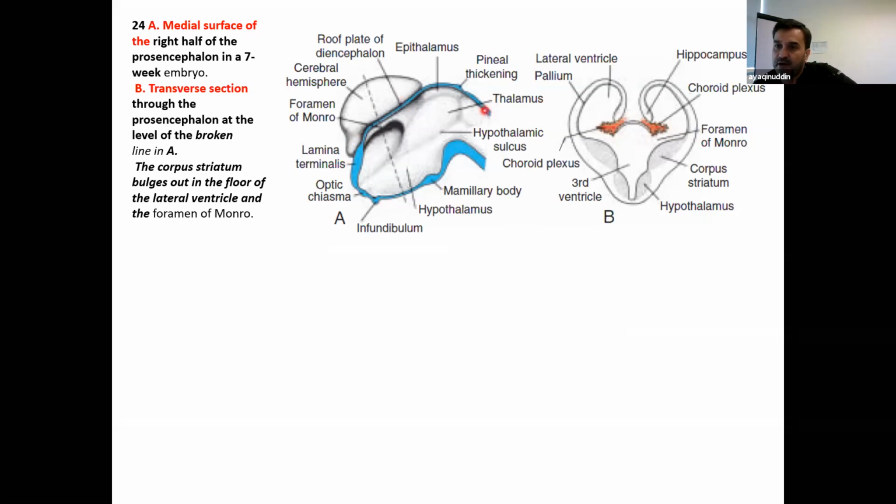The roof plate of the diencephalon is going to form the choroid plexus. The posteriormost part is going to give rise to the epiphysis, while the alar plate itself laterally, the dorsal part of it is going to give rise to the thalamus. The ventral part of it is going to give rise to the hypothalamus, mammillary body, and infundibulum.